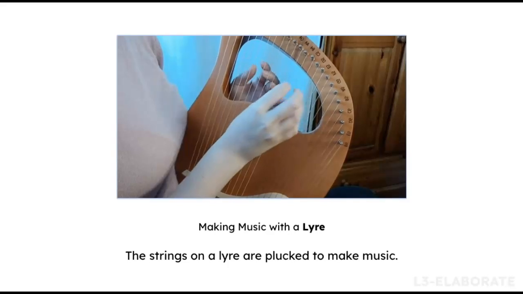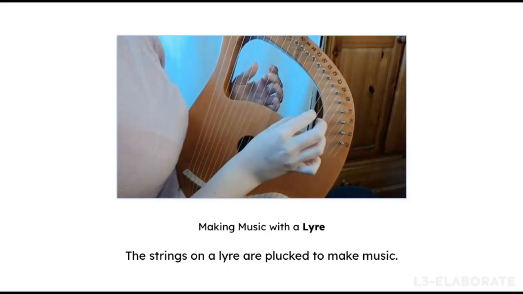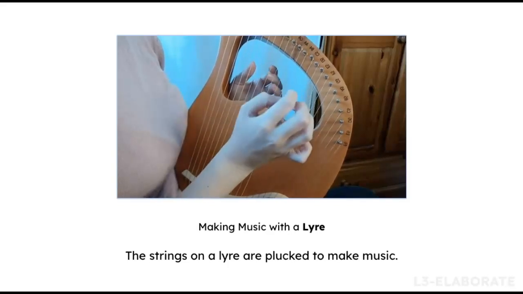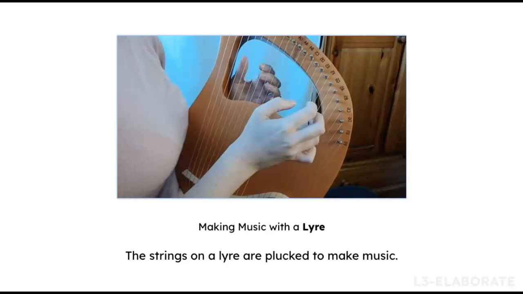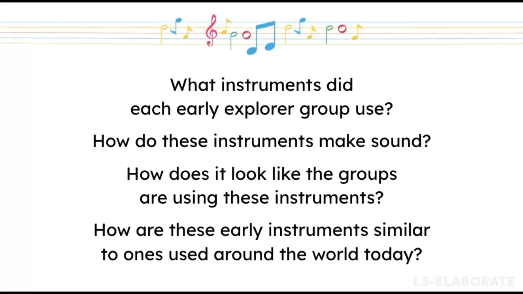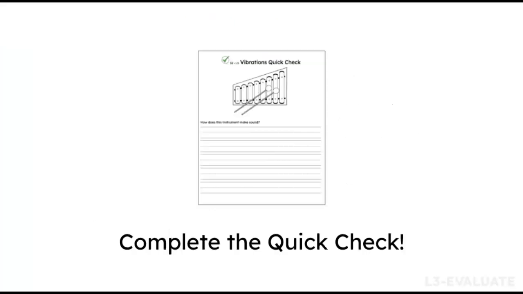For the Elaborate portion of the lesson, you'll display other musical instruments being played in a few videos. You'll have students turn and talk with a partner to make observations on how each instrument was played. You'll ask students some more questions about the instruments and complete the discussion. For the Evaluate portion, you'll show a xylophone and ask students some questions, then have them work in pairs to collaboratively complete the transfer task using the Vibrations Quick Check Student Journal page.